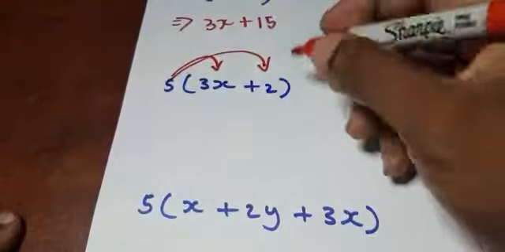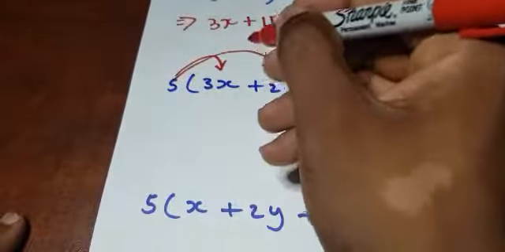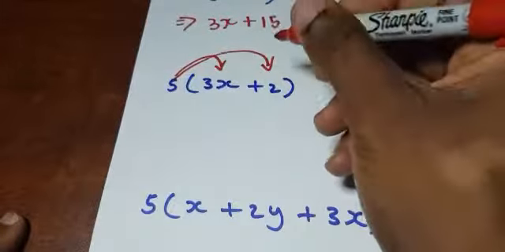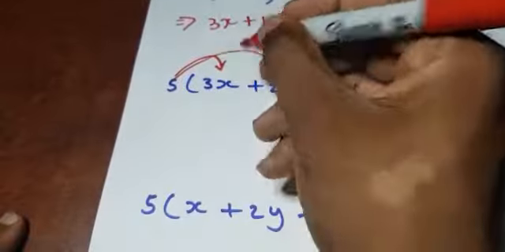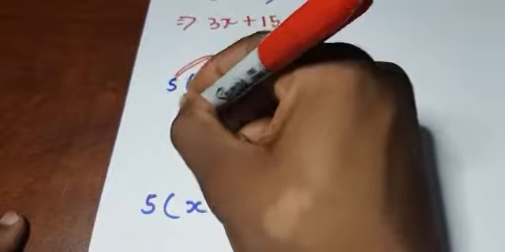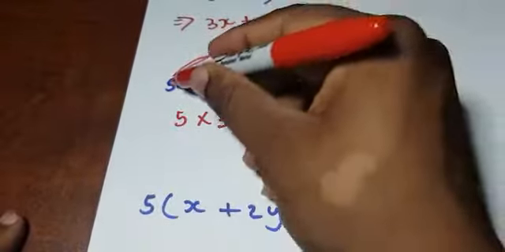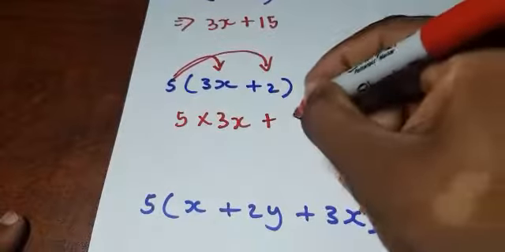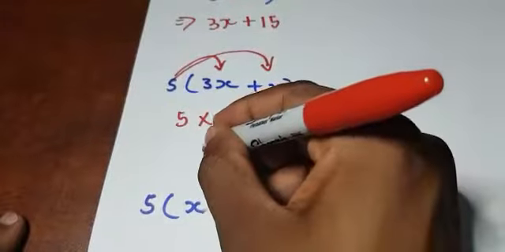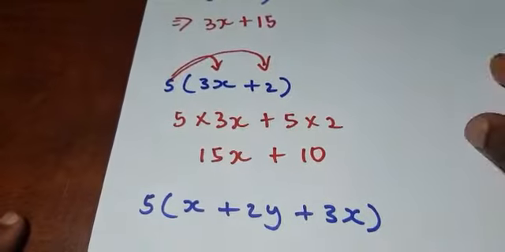So 5 times 3x, right? So the 5 multiplied to 3, you get 15. And then the x would multiply to 15, you get 15x, right? So you can think of it as, let me show a little more work, 5 times 3x, and then when you work this out, you get plus 5 times 2. So at the end of the day, you get 15x plus 10.